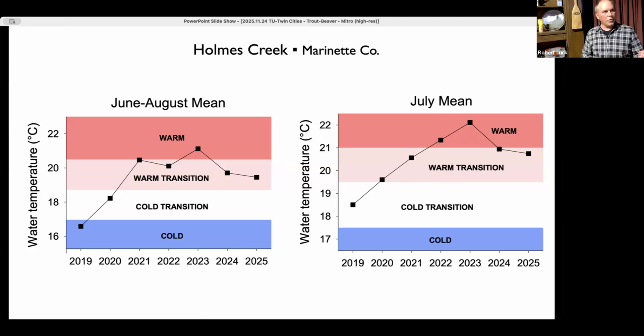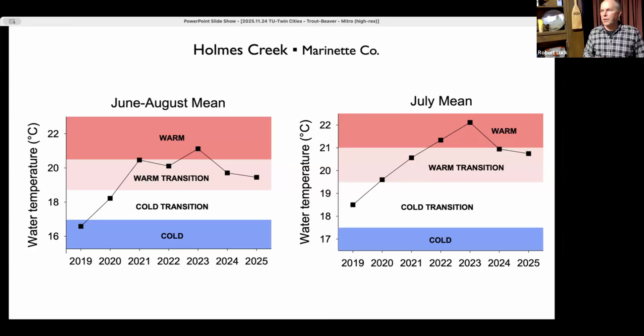On the left, it's the June to August mean temperature. We put a data logger out that measures water temperature every hour, and then we just average all those together for that three-month period. On the right is for July. Temperatures underneath a certain level are what we classify as cold water streams. These are our best trout streams. You typically only find trout, maybe sculpin, but just cold water species there.